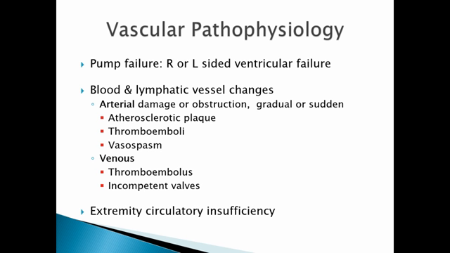On the venous side, again, you can have thromboembolus, development of clots, blockages, but we can also have incompetent valves. Remember, on the vein side, we do have valves because the pressure is lower and it's trying to return blood flow from our lower extremities back up to the heart. So, to keep it from flowing backwards, we need to have those valves. So, sometimes a venous problem is an incompetent valve. And sometimes it's just an extremity circulatory insufficiency. So, we're going to look at some different disorders and kind of how this all ties together.